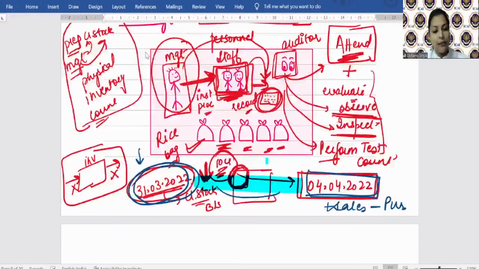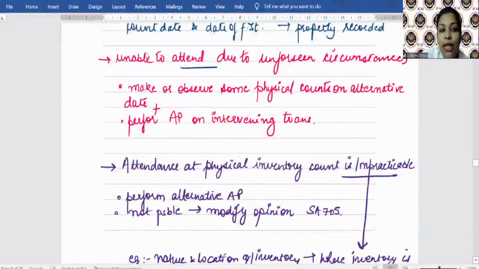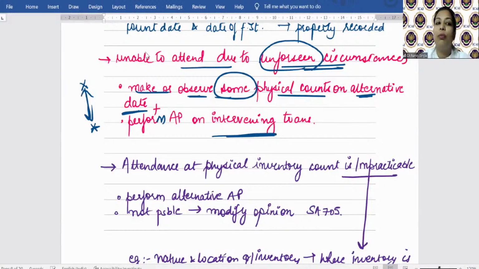So it says that if you are unable to attend due to unforeseen reasons that you had not thought of earlier, make or observe some physical counts on an alternate day. Tell management, "Look, today I am not able to come, so on some alternate day please make arrangements so that some physical inventory count can be done." And on whichever date you go, and for the intervening transactions up to 31 March, perform audit procedures, like sales and purchases, as I gave you an example in the earlier case.